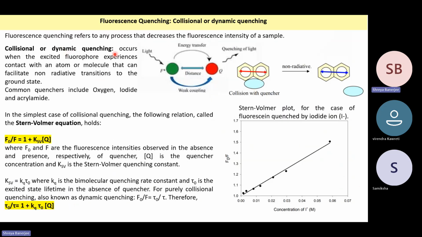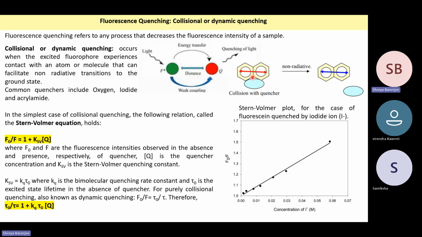There is also something called fluorescence quenching. Quenching happens when the intensity of fluorescence decreases. We will define each one by one. There is something called collisional or dynamic quenching. Suppose you have an excited fluorophore, which is supposed to emit a certain wavelength as fluorescence, but it is colliding with another molecule or atom.